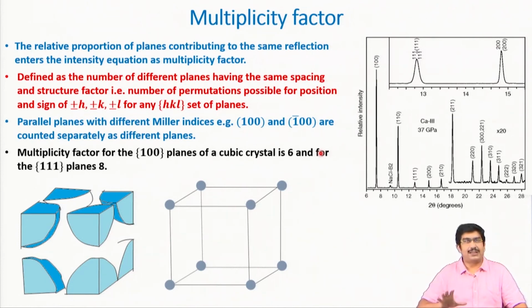So, first of all is the multiplicity factor. As I said, this is related to the atomic arrangement. This is basically related to the multiplicity of atomic planes, but we will be covering this in the next class along with the temperature factor. Thank you.